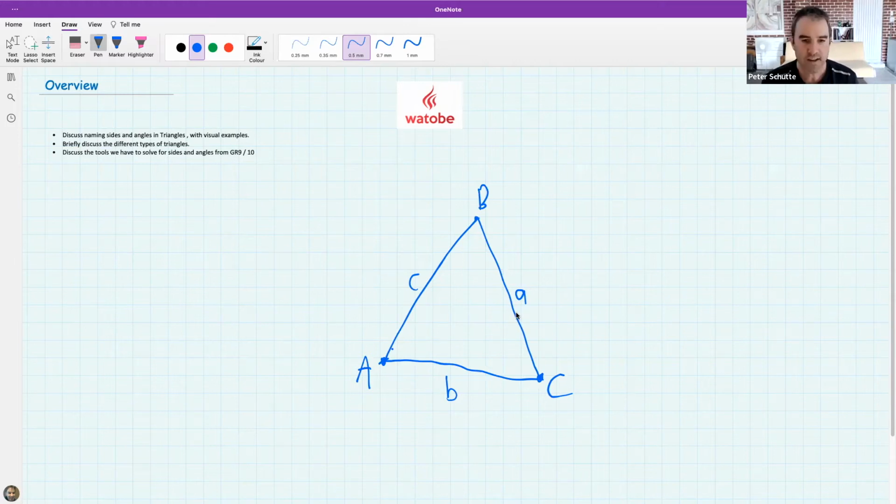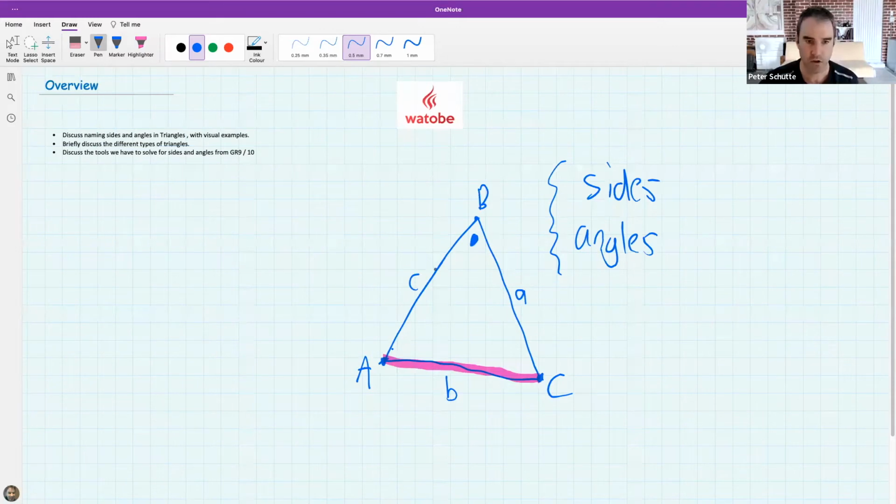What we're going to learn to do in this particular module is how to find unknown sides in a triangle when we've got information, and also how to find unknown angles. So we might learn how to figure out this angle. If I give you some information in a triangle, let's go to an example of what this might look like.